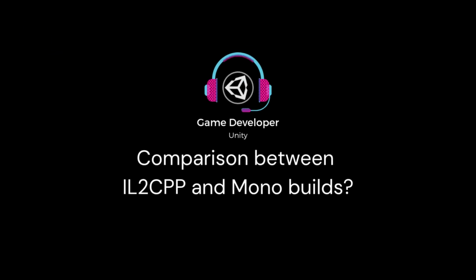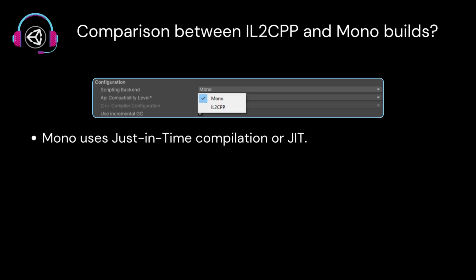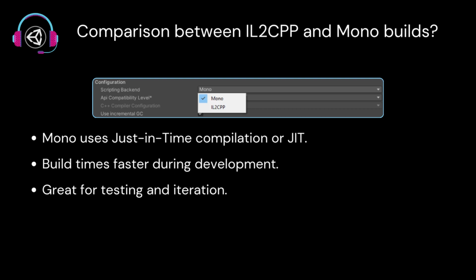Comparison between IL2CPP and Mono builds. In Unity, your project can be built using two main scripting backends, Mono and IL2CPP. Both compile your C# script, but they work differently. Mono uses just-in-time compilation or JIT, meaning your code is compiled while the game is running on the user's device. This makes build time faster during development, which is great for testing and iteration.